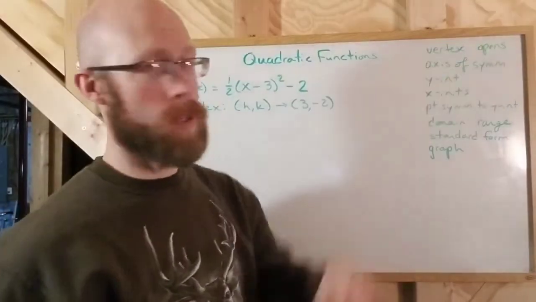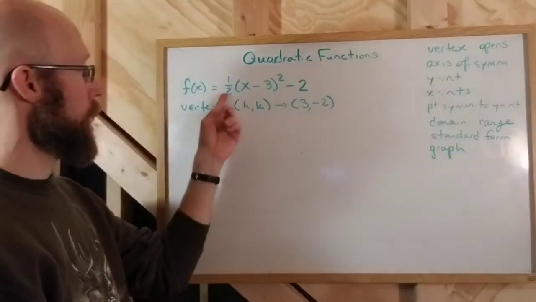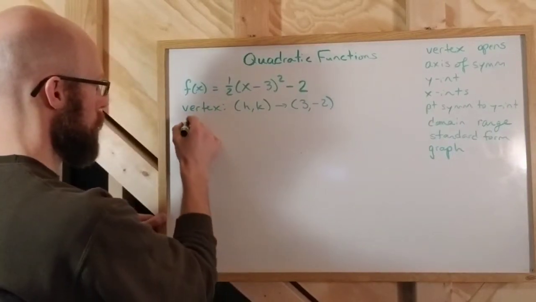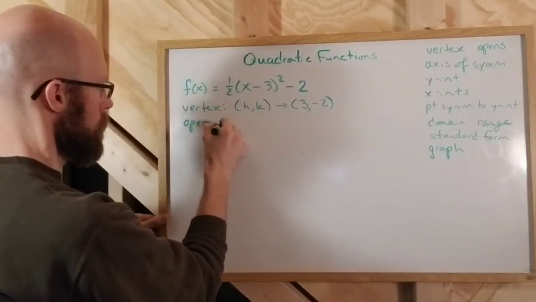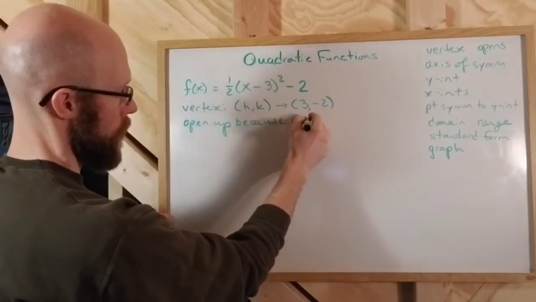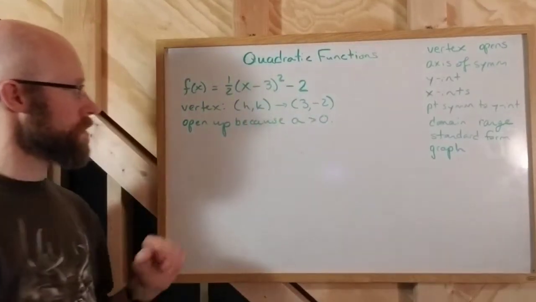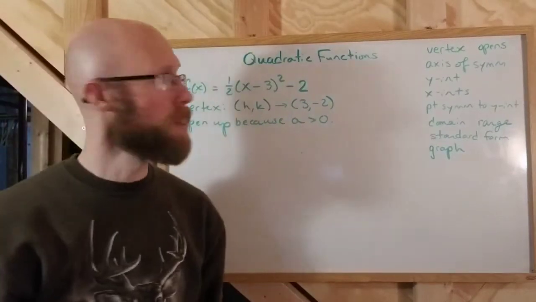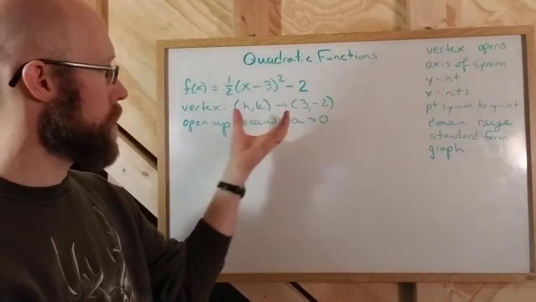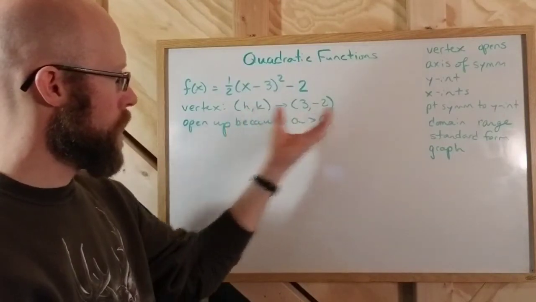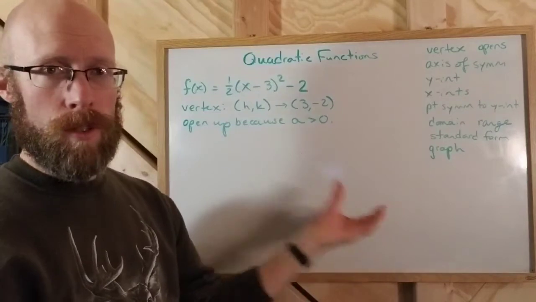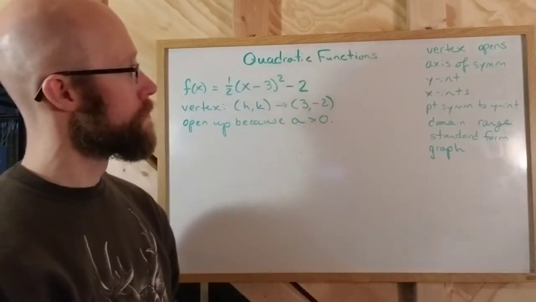Now the direction in which this opens, remember, with an a value that is positive, is going to open up. Because the a value is positive, okay? That's the key. Alright, so it's going to be opening up. It's got our vertex shifted right 3 and down 2, okay? 3 comma negative 2.